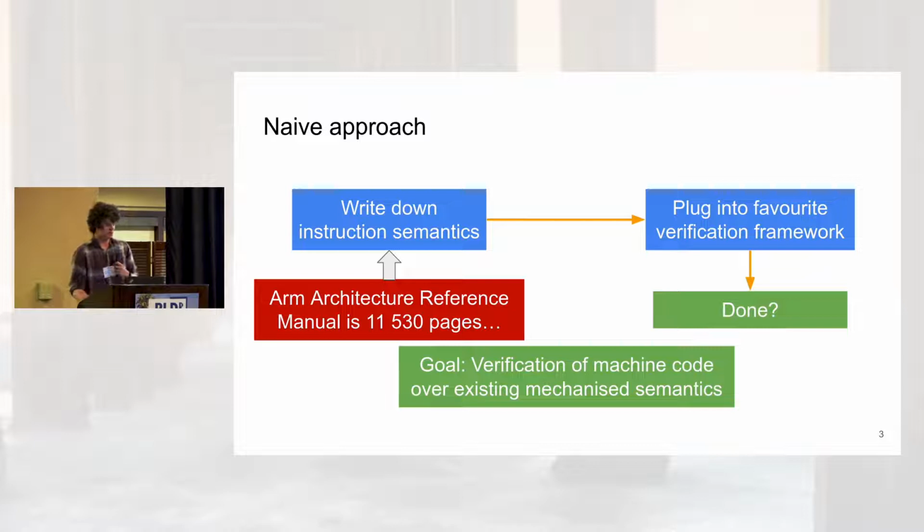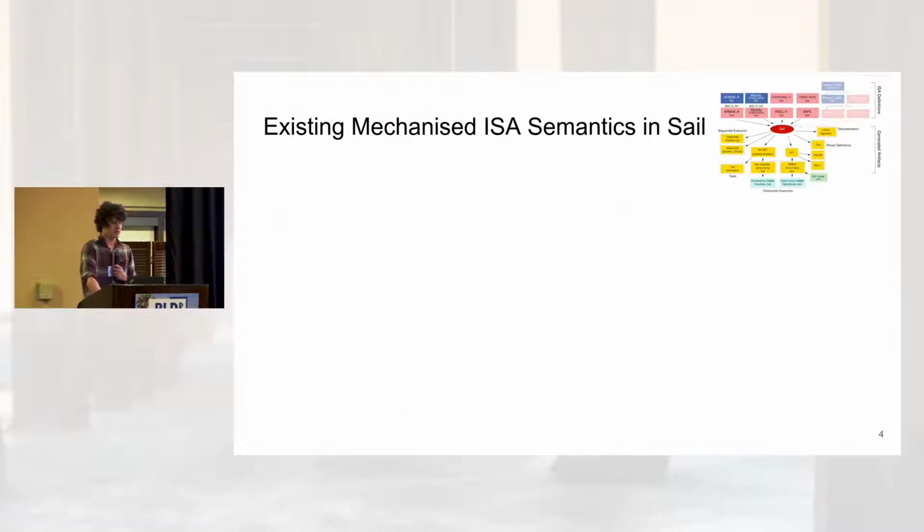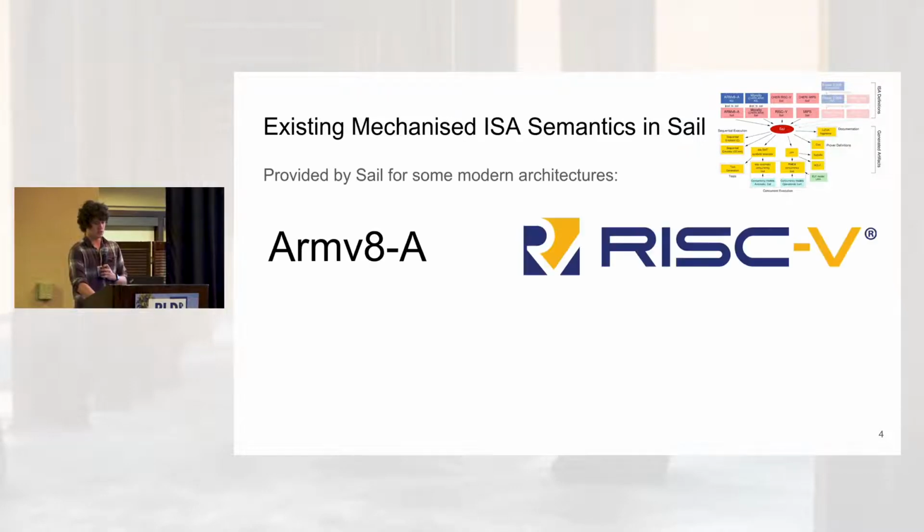So ideally, we would do verification of machine code, but with respect to some pre-existing mechanization of the semantics. And we're kind of in luck here, because there do exist mechanizations of at least some ISA semantics already. The ones that we use are primarily provided by the Sail project. Sail comes with a number of different semantics for different architectures. The ones that we're the most interested in are those for ARM v8 and RISC-V.